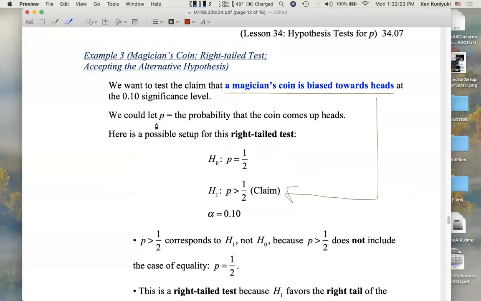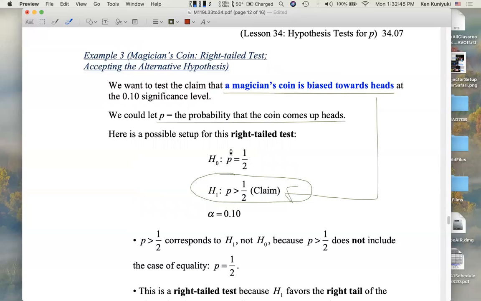So if the probability that the coin comes up heads is P, then the alternative claim here is saying that P is greater than 1/2. This indicates a bias towards heads. P is greater than 1/2. It is the claim according to the wording. And since this does not include the case of equality, it's the alternative hypothesis.